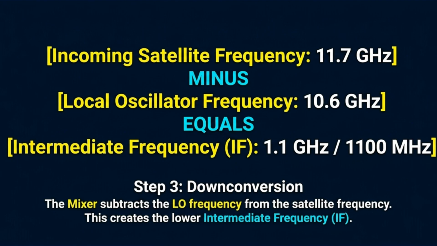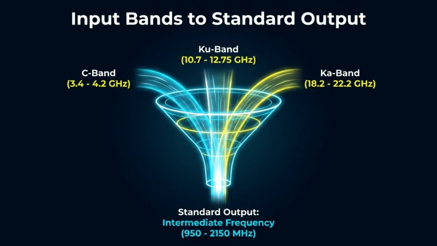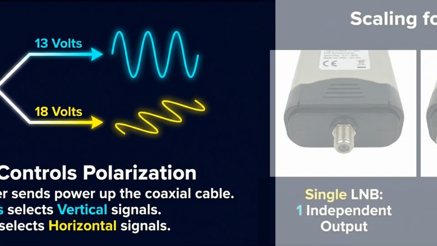Step 3 is downconversion. The mixer subtracts the local oscillator frequency from the satellite frequency, creating the lower intermediate frequency, or IF. The LNB converts various input bands like C-band, Q-band, and K-band to a standard output intermediate frequency of 950 to 2150 MHz. Voltage controls polarization. The indoor receiver sends 13 volts for vertical signals or 18 volts for horizontal signals up the coaxial cable.